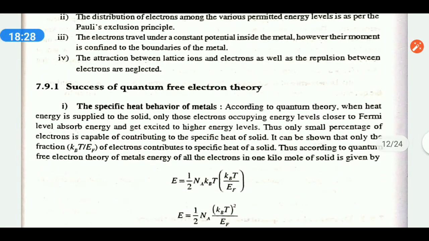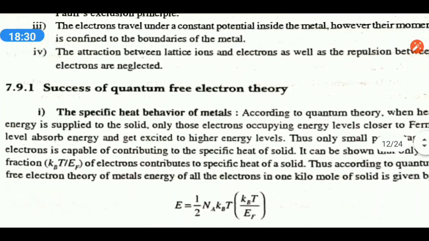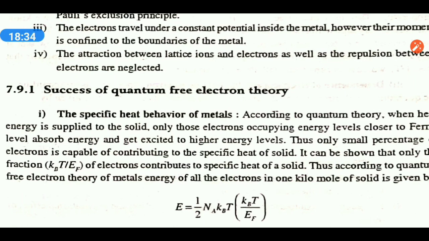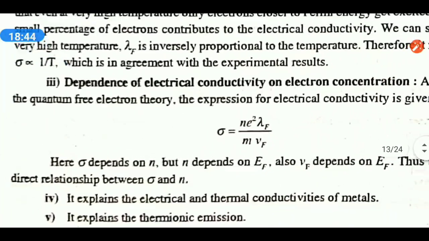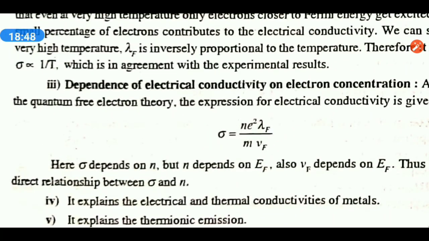There are some successful points which are the merits of this theory. It explained the specific heat behavior of the metal, where the classical free electron theory failed to explain it. Second, it successfully explained the dependence of electric conductivity on electron concentration. You can see the relation between sigma, the electric conductivity, and n, the electron concentration. Here, the relation between these two has become valid.